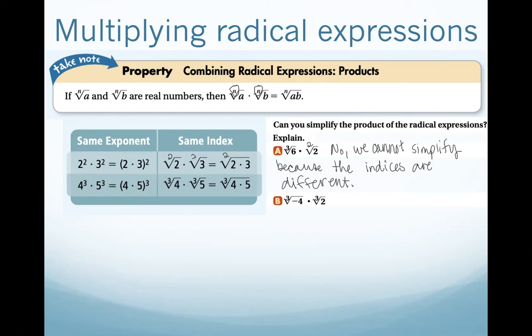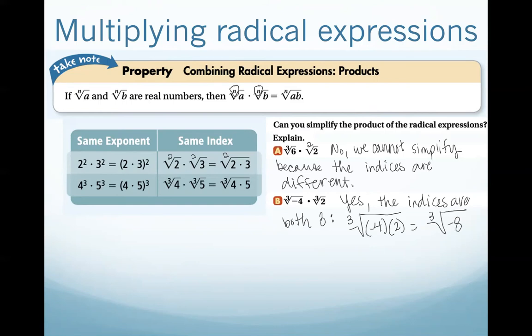Okay, how about part B? On part B, our indices are the same. So we can, yes, the indices are both 3. So we can write this as the cube root of -4 times 2, which is the cube root of -8. -8 can be written as -2 times -2 times -2. And so we have the cube root of -8 equals -2. So yes, we could simplify it, and it simplifies to -2.